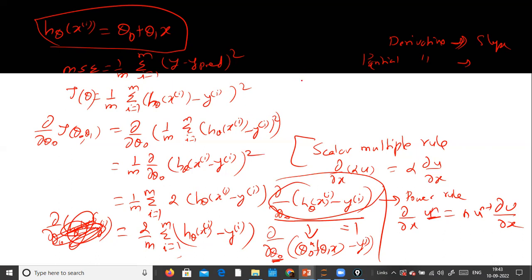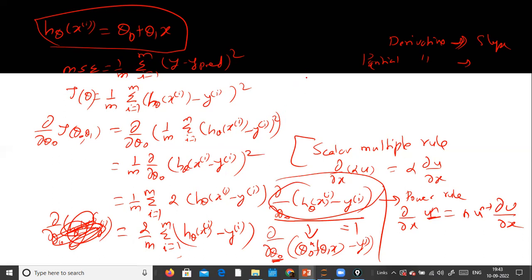Similarly, I will write it here itself. If I go to the next page, it will not be here, dou by dou theta naught. We are taking the partial derivative. Theta naught is nothing but the intercept. We need to take the partial derivative on the intercept, and we need to take the partial derivative on your slope also. The same steps are applicable for theta 1.